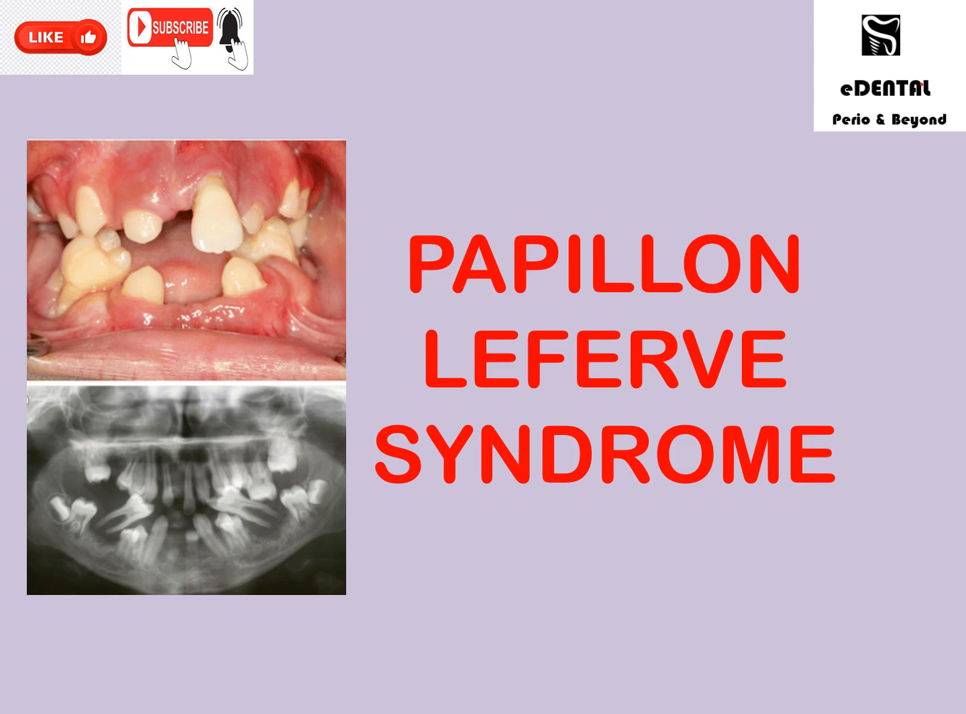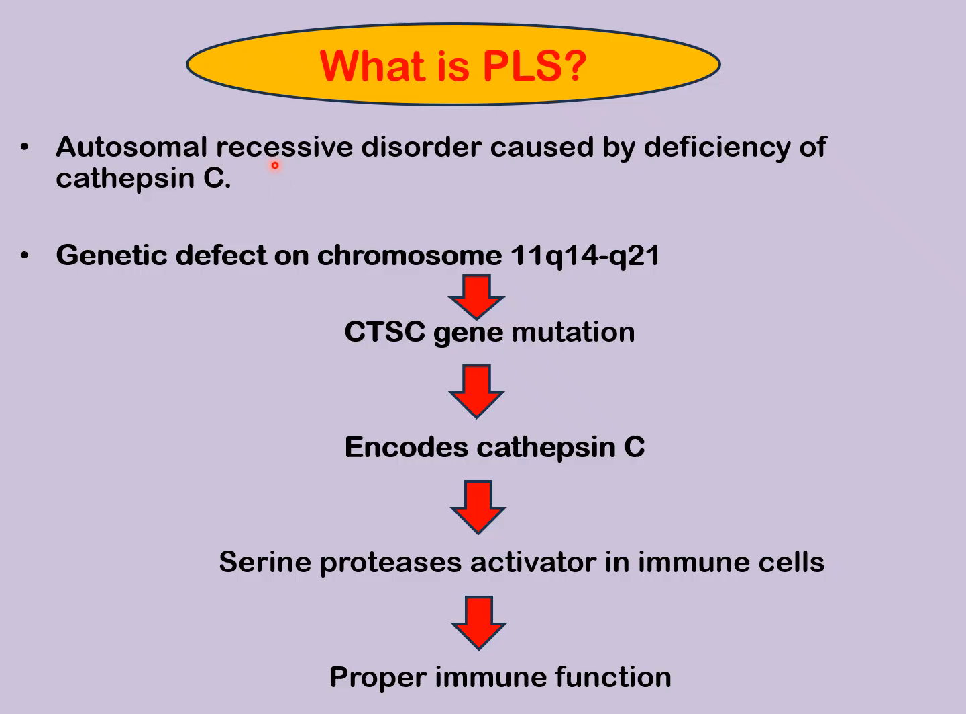Today in this video, we'll be discussing a rare but classical syndrome, that is Papillon-Lefèvre syndrome. So what is Papillon-Lefèvre syndrome? It is an autosomal recessive disorder caused by a mutation on chromosome 11q14-q21 in the CTSC gene. This encodes the cathepsin-C enzyme, which is responsible for activating the serine protease in the immune cells responsible for proper immune function and normal epithelial integrity.